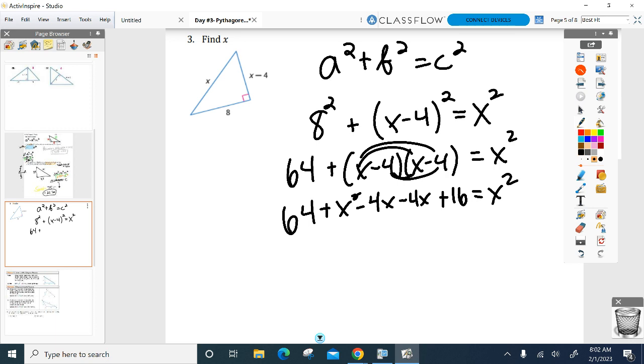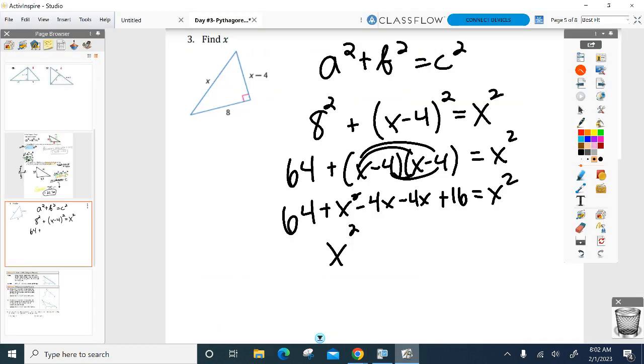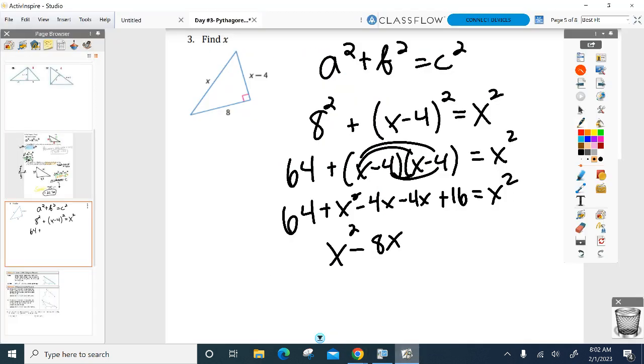Wow, there's a lot to clean up on that left side, huh? X squared, what's the deal with your x's? How many do you have? 1. How many x's do we have left here, Anna? Negative 8x. And then combine your 16 and 64. What are we looking at there? 6, plus 80, equals x squared.